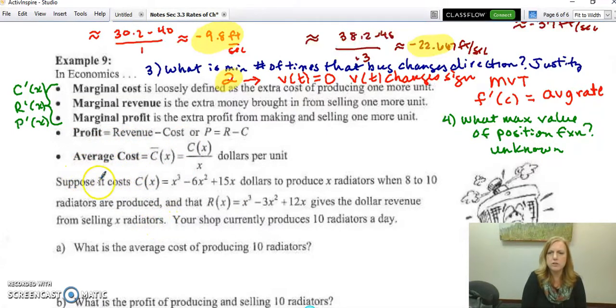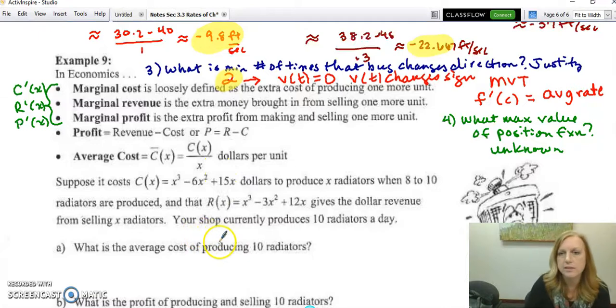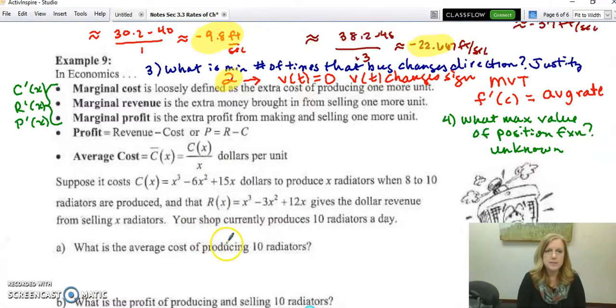And there's another thing which you may or may not have seen before. It's called the average cost, where you simply take how much it costs to produce, say, 10 units, divide that by 10, and that tells you your cost per unit. So basically, we're going to do an example. In this example, I've given you a cost function and a revenue function, so we can just play around with this a little bit.